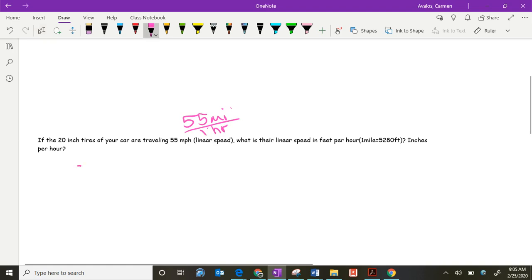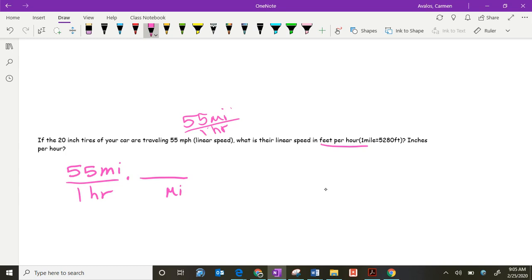So when you do this, you're going to have 55 miles in 1 hour, and we're going to need to change it to feet per hour. So we're going to leave the hour alone. The only thing that we want to change is the miles. So miles is going to be at the denominator, and then we're going to change this to feet, and we know that it's 1 mile and 5280 feet, which is what's given to us right there. And so then the miles are gone, and now it's going to be in feet. So now when we calculate that, we multiply it across, we're going to get 400 feet in 1 hour.